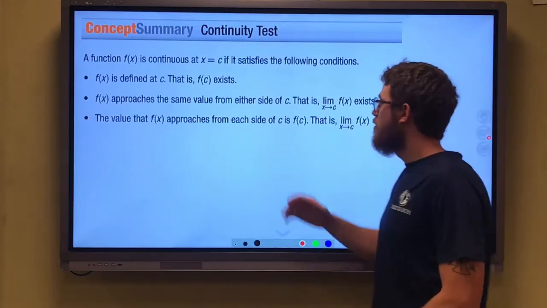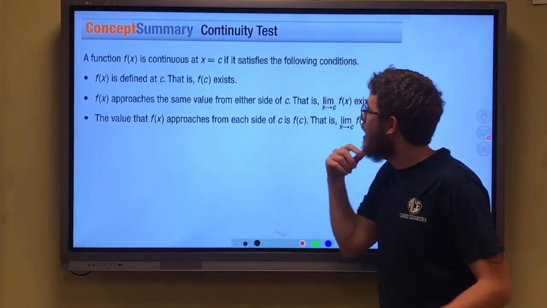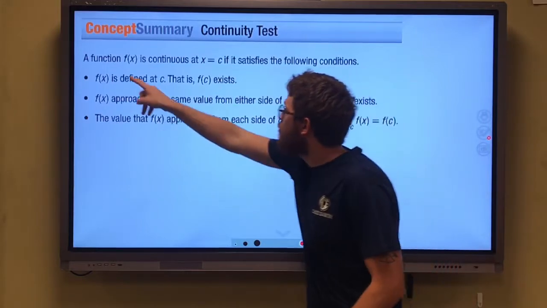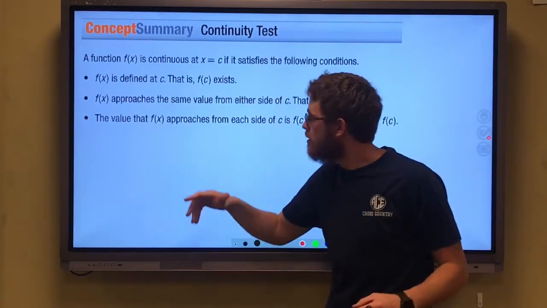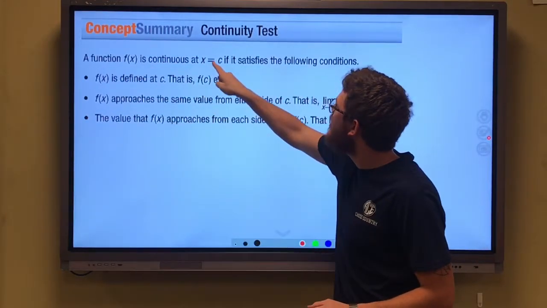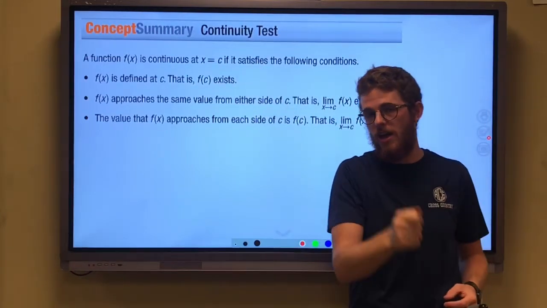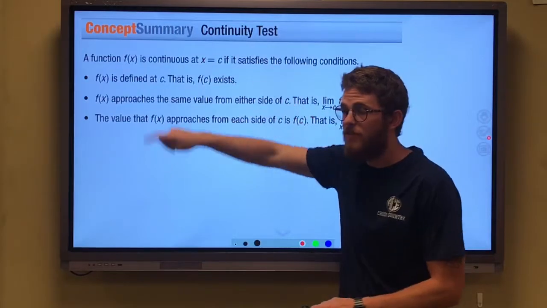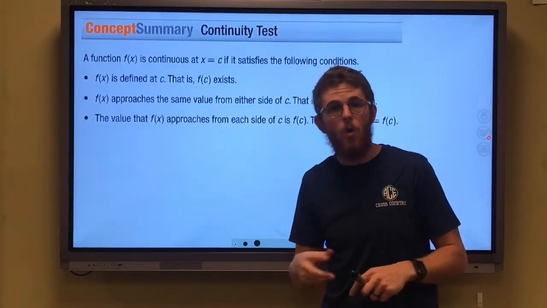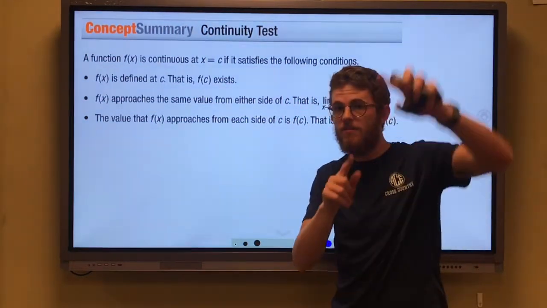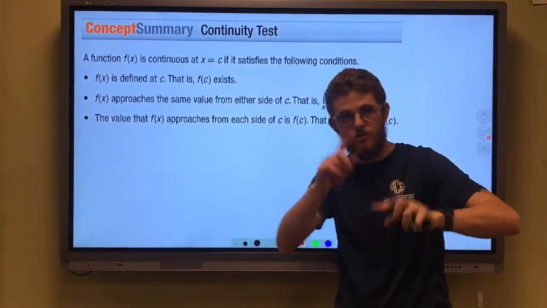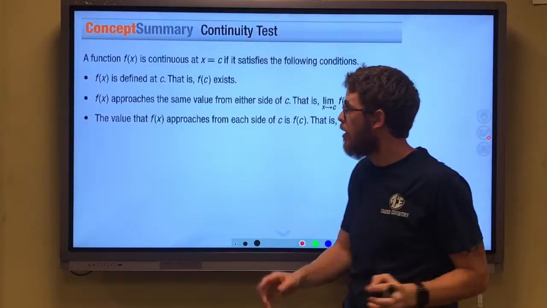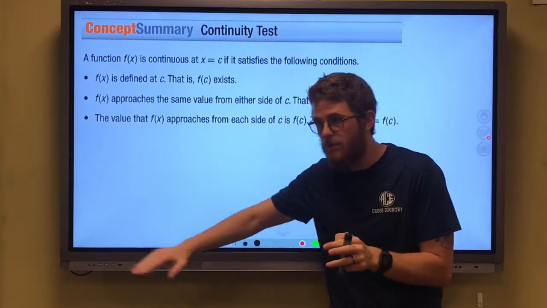First of all, the function has to be defined at whatever that value. Notice we're looking at a function, and we're looking at, is it continuous at this certain value of x? We're checking for a certain value. Is it continuous at this value? Does it have a hole right there? Is it infinitely discontinuous right there? Is it jumping? Who knows, right? We're trying to figure out, is it continuous?